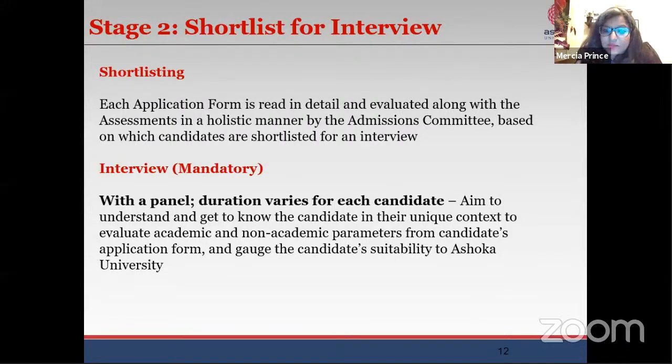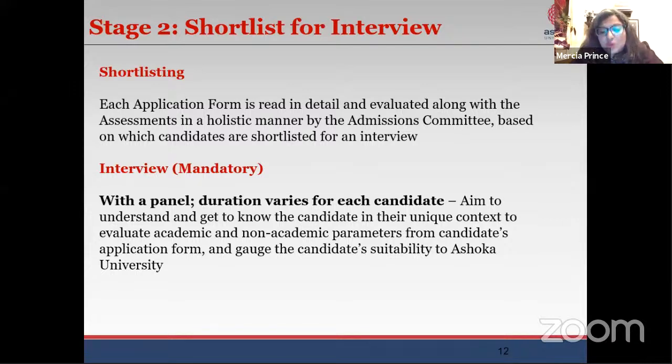We open up X number of days with different slots. You pick your interview date, you also pick your interview slot. So we are not going to assign it to you. Given examinations and other things that are happening, we request you to pick a slot that's convenient for you so that you can show up for the interview.